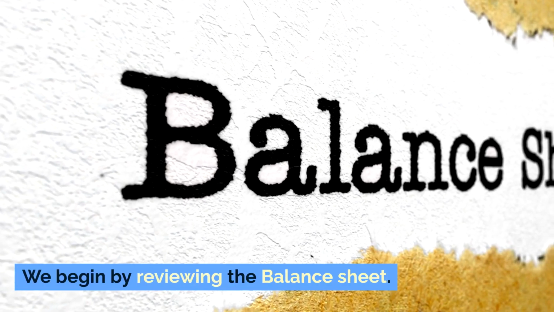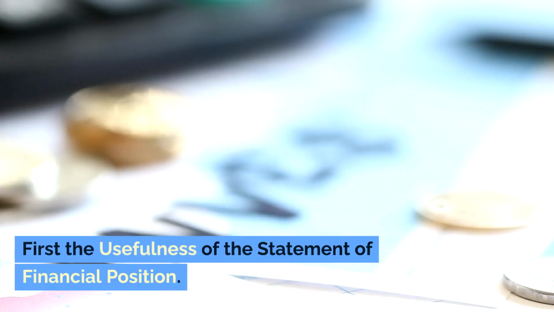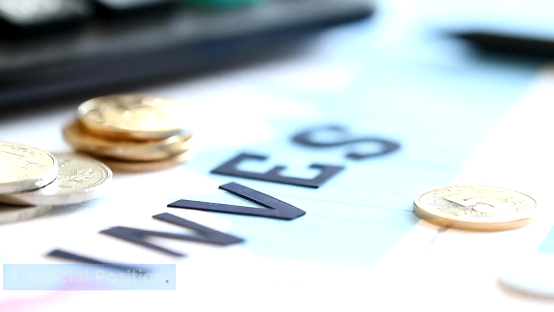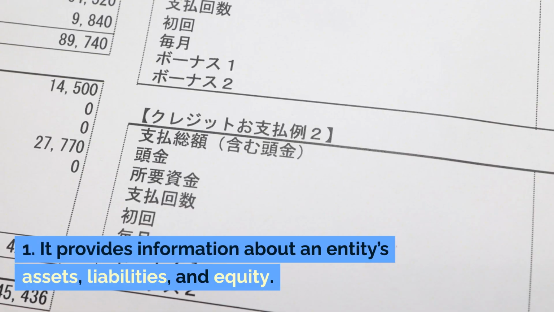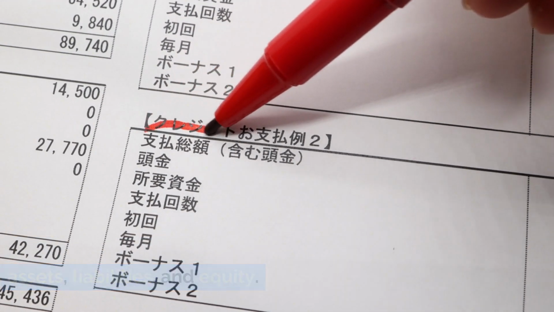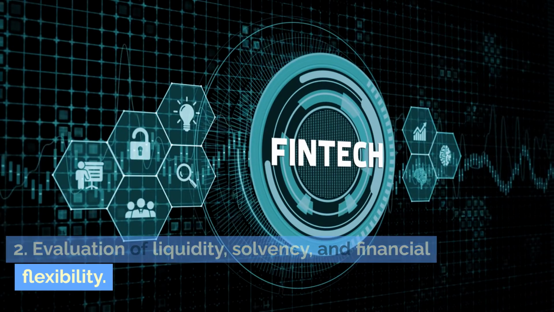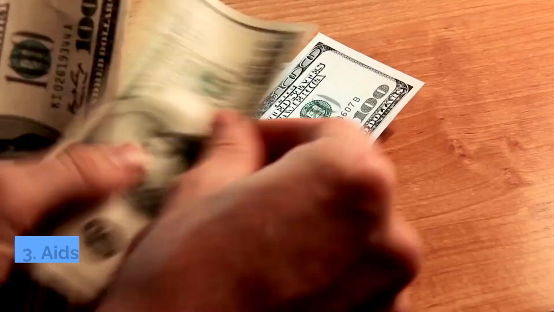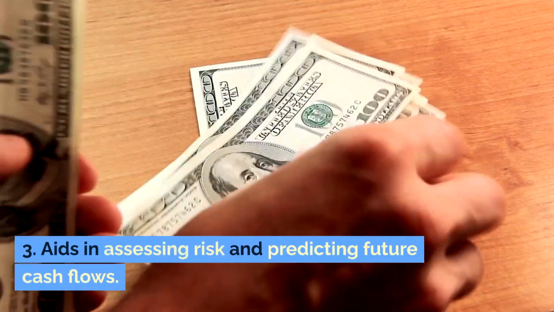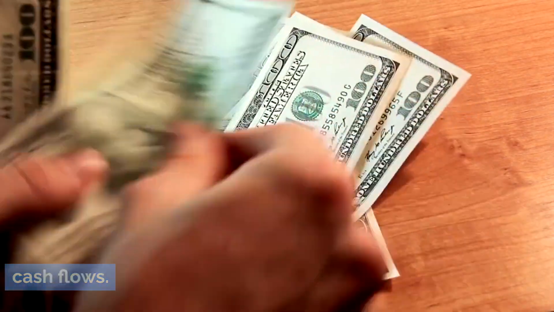We begin by reviewing the balance sheet. First, the usefulness of the statement of financial position. 1. It provides information about an entity's assets, liabilities, and equity. 2. Evaluation of liquidity, solvency, and financial flexibility. 3. Aids in assessing risk and predicting future cash flows.